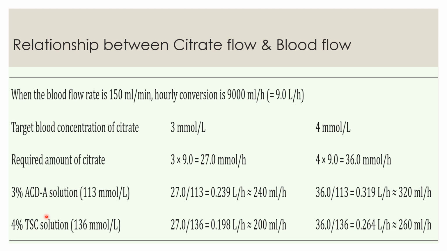4 millimole per liter. For the ease of understanding, if blood flow is 200 ml per minute and the anticoagulant used is 4% trisodium citrate and target citrate concentration is 3 millimole per liter, then the 4% trisodium citrate flow rate will be 200 multiplied by 1.33, meaning around 265 ml per hour.